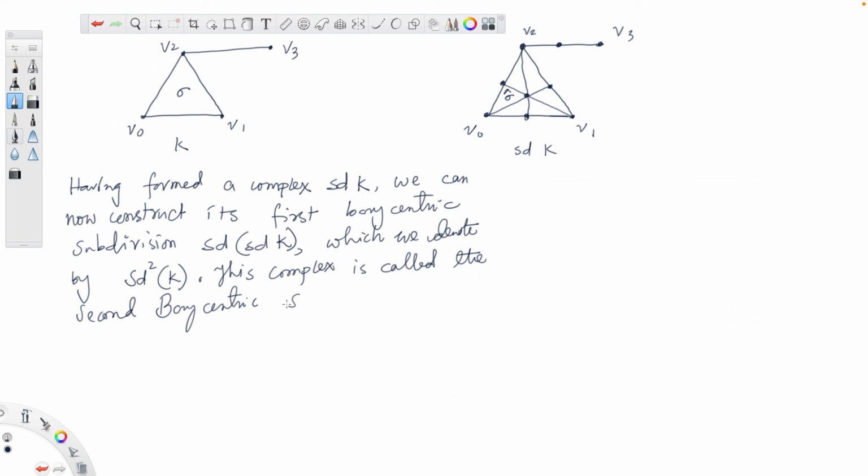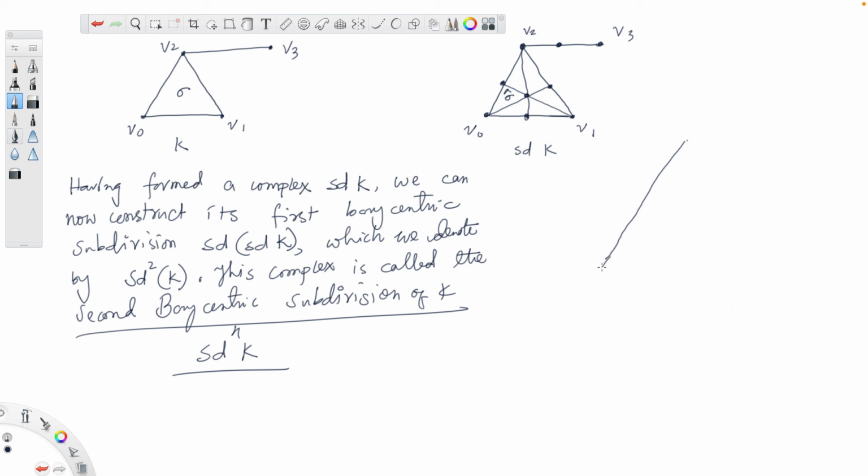One can go on like this and define SD^n K in general. Okay, let's see how the second barycentric subdivision looks. So let me draw a little bigger diagram. This is the complex.